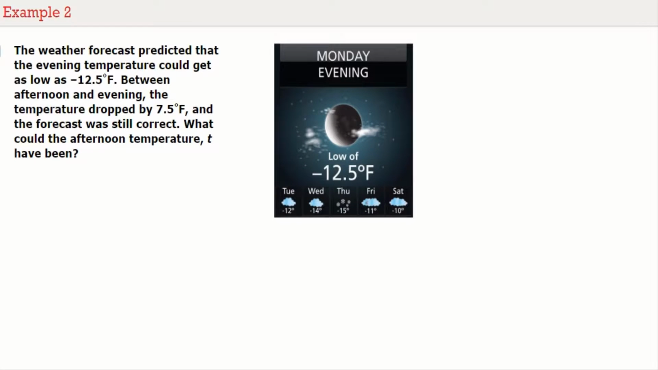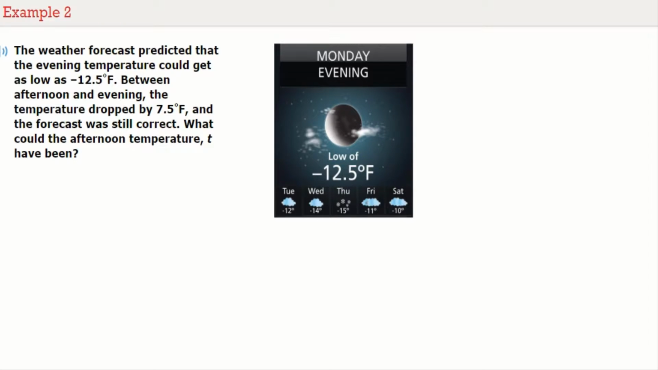The weather forecast predicted that the evening temperature could get as low as -12 and 5/10 degrees Fahrenheit. Between afternoon and evening, the temperature dropped by 7 and 5/10 degrees Fahrenheit, and the forecast was still correct. What could the afternoon temperature T have been?